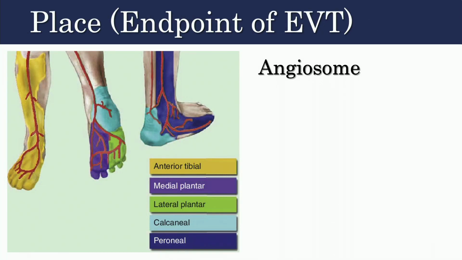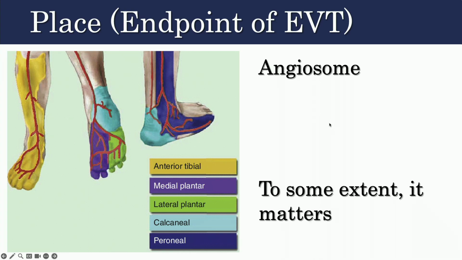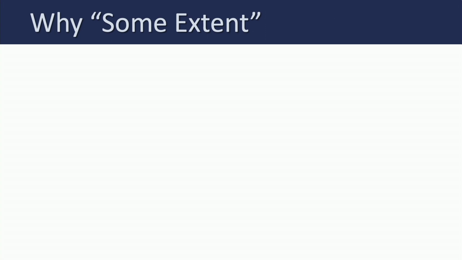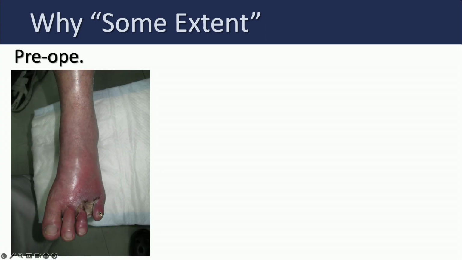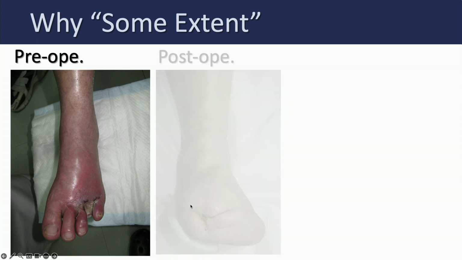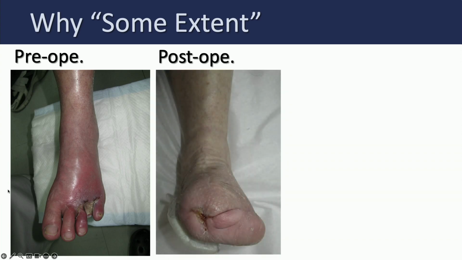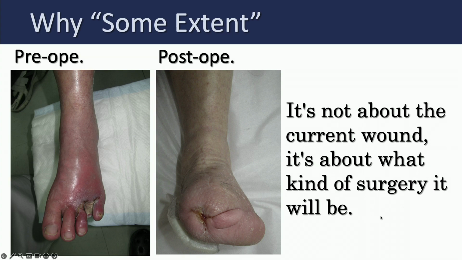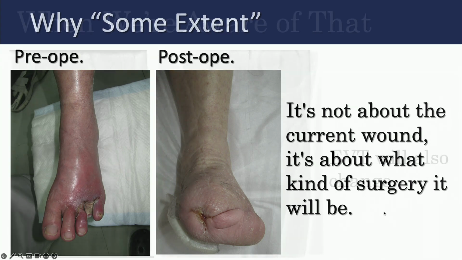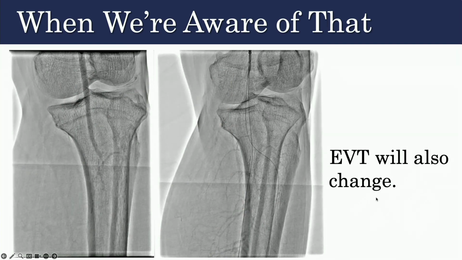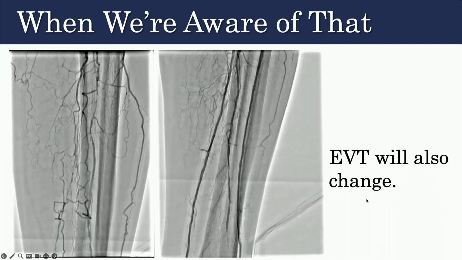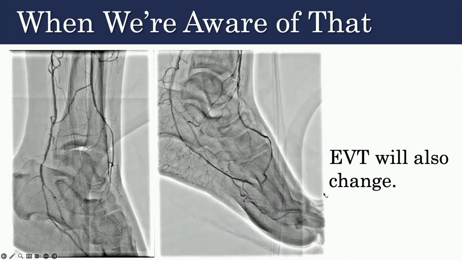And I'd like to talk about the place. The angiosome concept exists, but it matters only to some extent. Why to some extent? Pre-operation, there is the foot ulcer, but in this patient, post-operation, his foot will be like this. So it's not about the current wound, it's about what kind of surgery it will be. When we are aware of that, the EVT will also change. We have to open all the vessels.